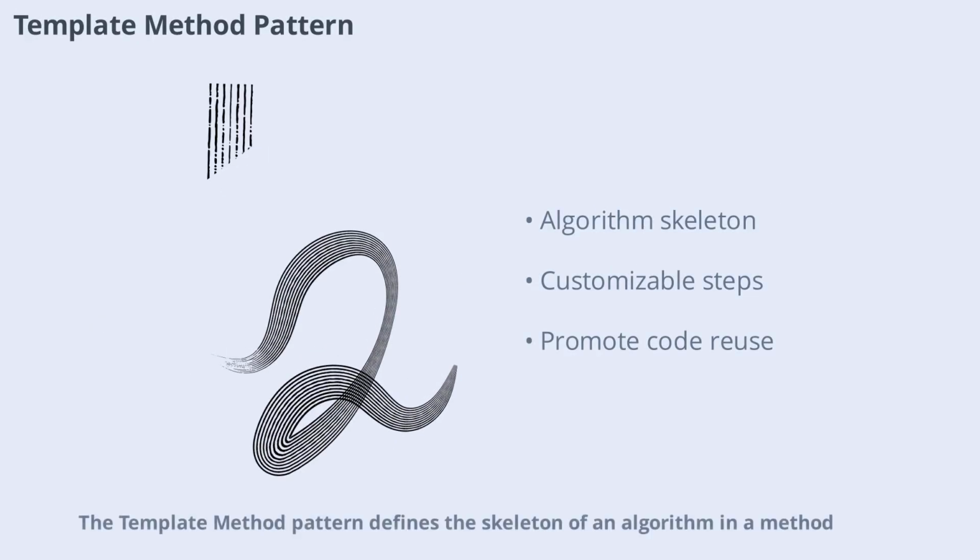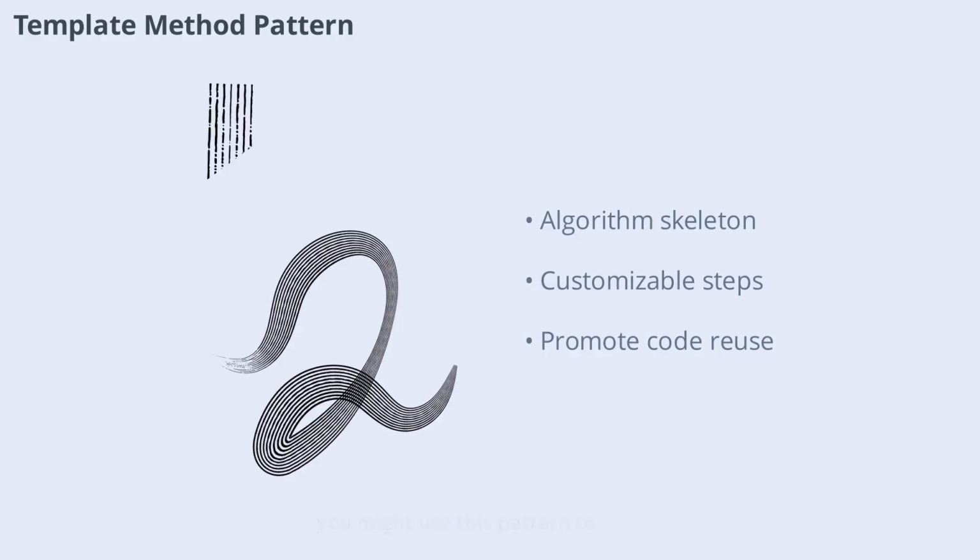The template method pattern defines the skeleton of an algorithm in a method, deferring some steps to subclasses. This lets you redefine certain steps of an algorithm without changing its structure. In Java, you might use this pattern to implement common workflows with customizable steps, promoting code reuse and consistency.